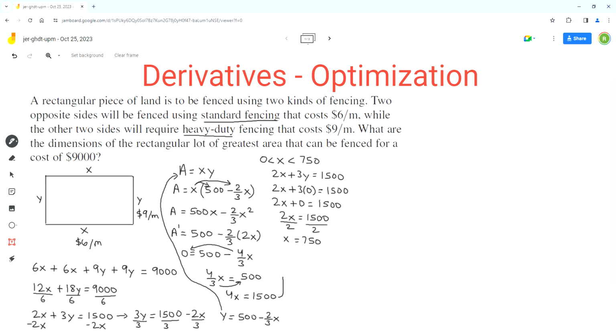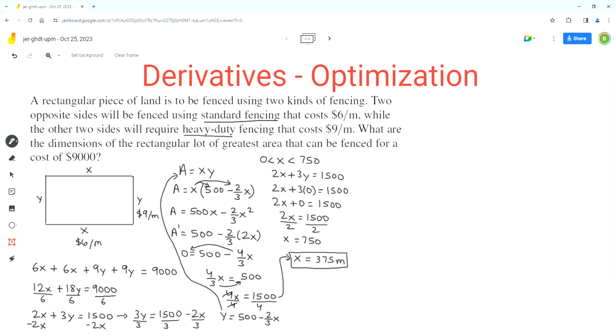Now we have to divide both sides by 4 to isolate x. So the 4's on the left side will cancel each other out, and we get x equals 1500 divided by 4, which is equal to 375. And the unit will be meters. So this is a valid value of x because it lies in the domain of the area function, which is from 0 to 750.